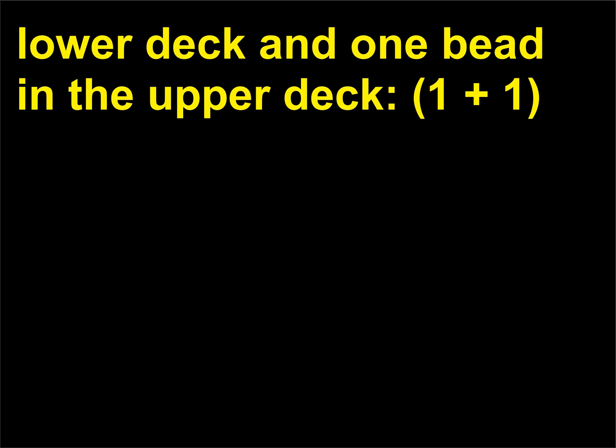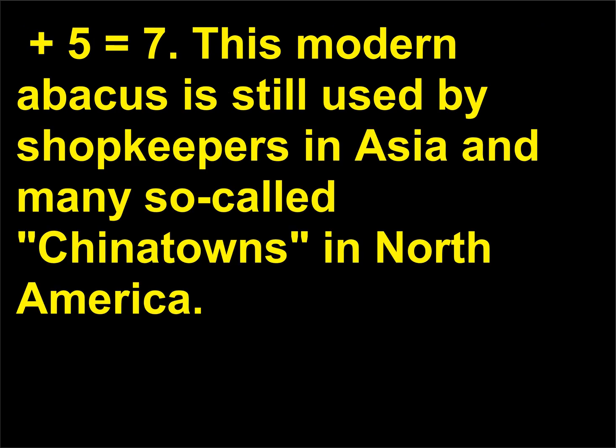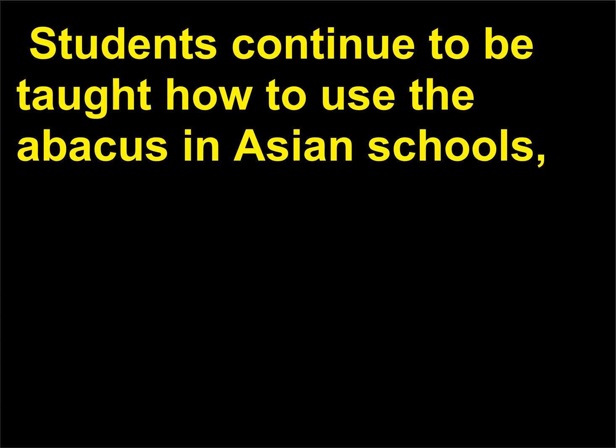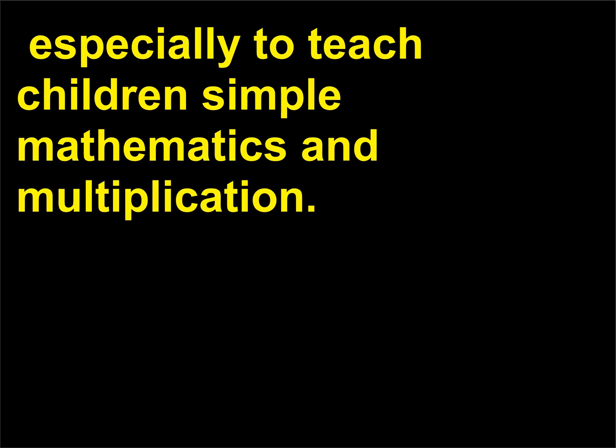1 plus 1 plus 5 equals 7. This modern abacus is still used by shopkeepers in Asia and many so-called Chinatowns in North America. Students continue to be taught how to use the abacus in Asian schools, especially to teach children simple mathematics and multiplication.